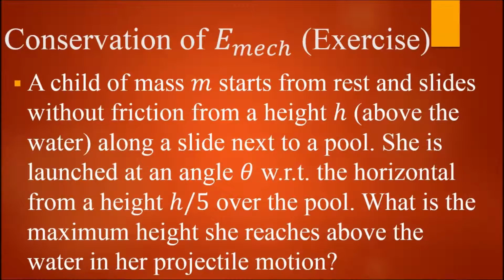So as an exercise, a child of mass m starts from rest and slides without friction from a height h along a slide next to a pool. She is launched at an angle theta with respect to the horizontal from a height h divided by 5 over the pool. What is the maximum height she reaches above the water in her projectile motion?